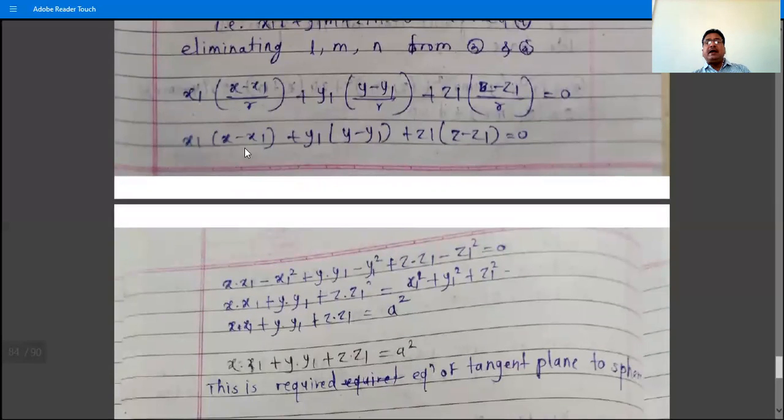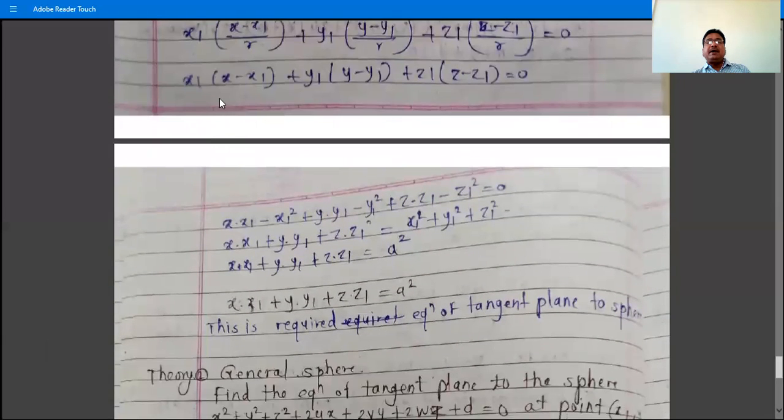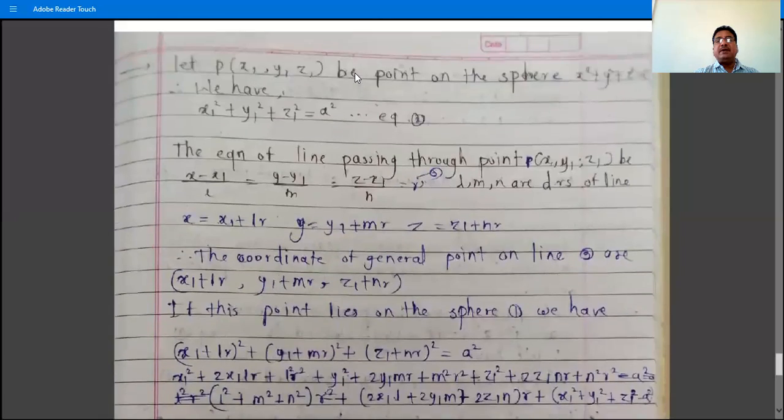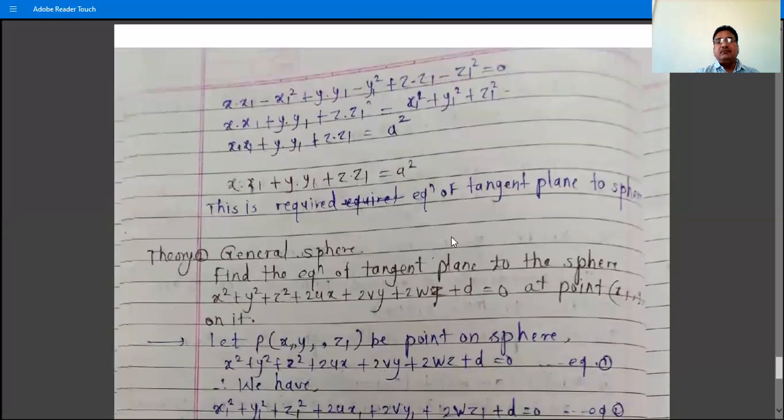Then multiplying throughout by r, and simplifying, we have x1 (x minus x1) plus y1 (y minus y1) plus z1 (z minus z1) is equal to 0. Therefore, shifting the negative quantities to the RHS, we have x1 x plus y1 y plus z1 z is equal to x1 square plus y1 square plus z1 square, which is a square by using the equation of the sphere. So x x1 plus y y1 plus z z1 is equal to a square, and this is the required equation of the tangent plane to the sphere.